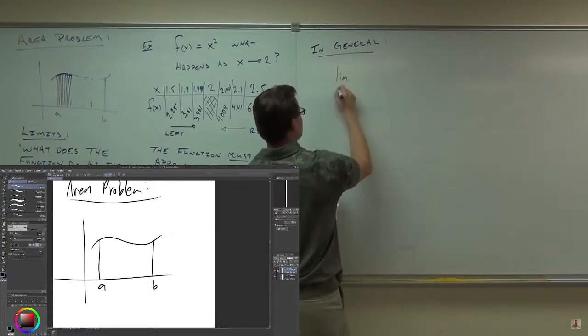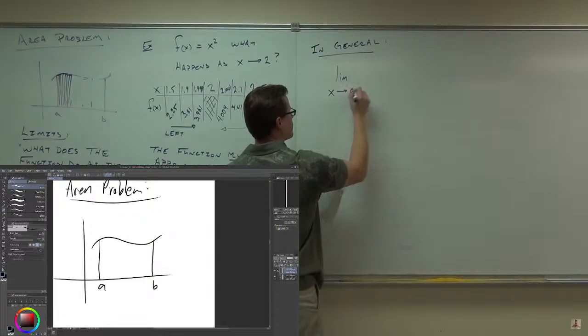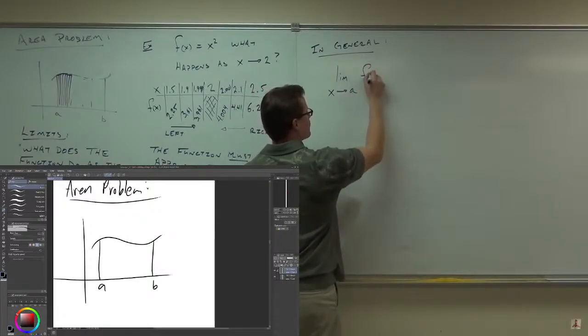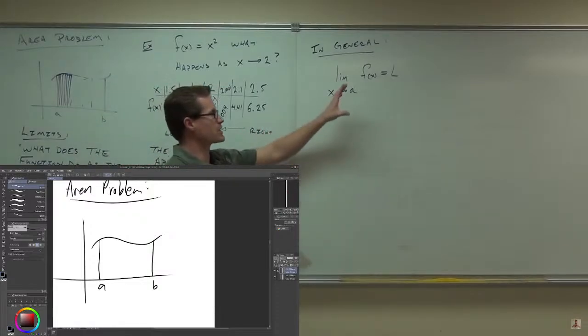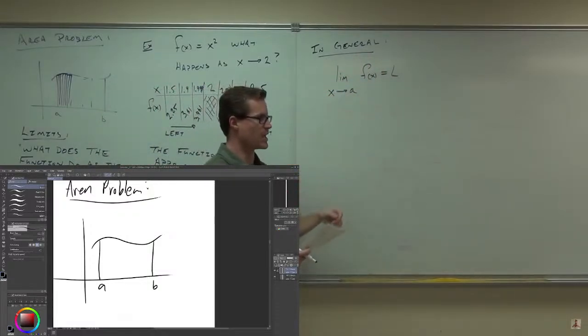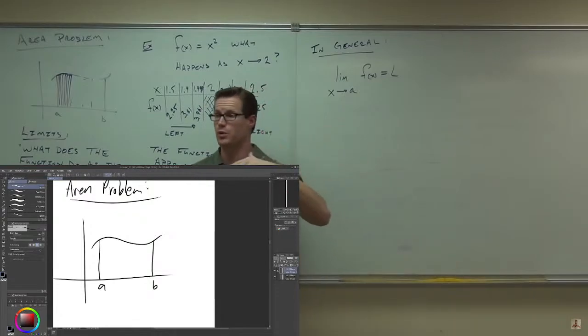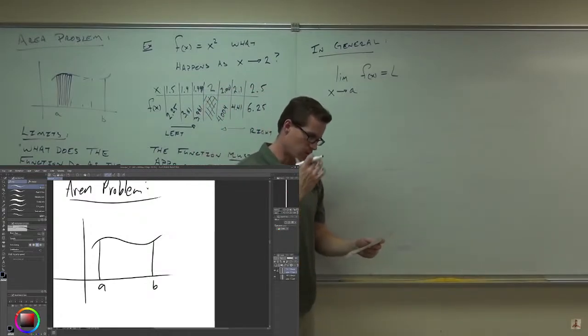We had a limit of a function is equal to some number. That's what capital L is. That would stand for the limit of this function as x approaches a. It's what the function's tending to do from both sides as x approaches one single value.